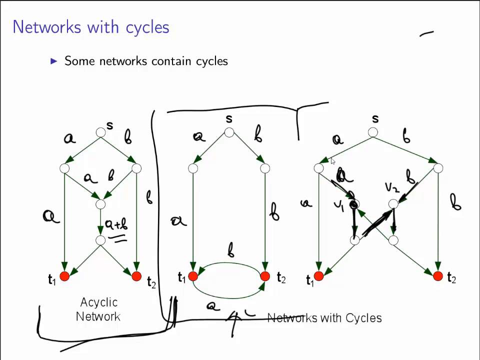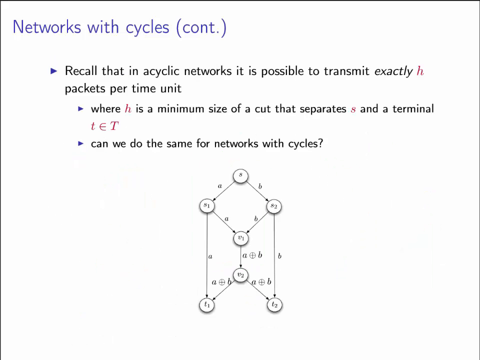So you'll see here that it will not be possible to do it over just a single round, because we arrive at a deadlock condition. The basic question is, we know that for an acyclic network, the capacity of the network is determined by the size of a minimum cut between the source and each of the destination nodes. And the fundamental question we can ask is, for a network with cycles, can we do the same?